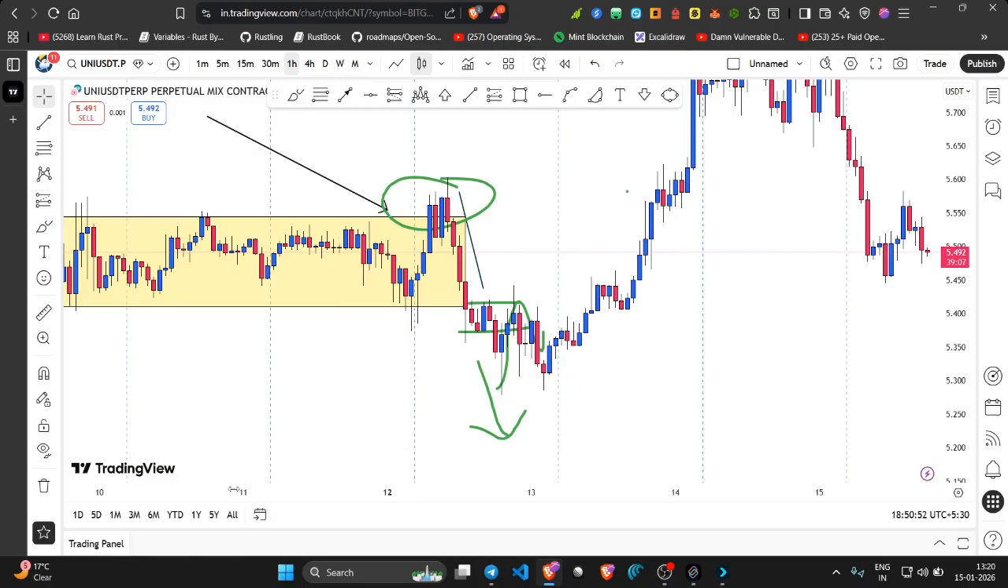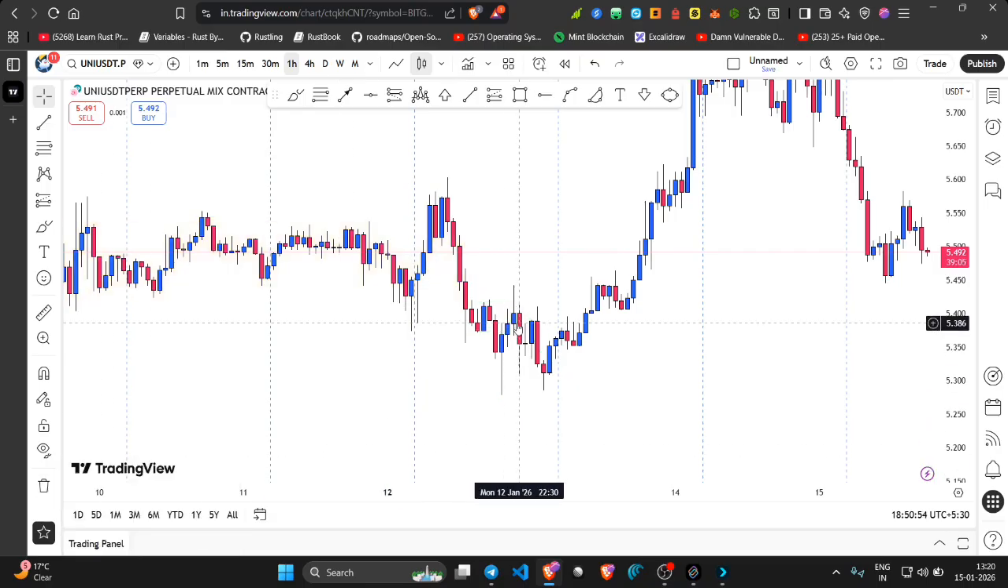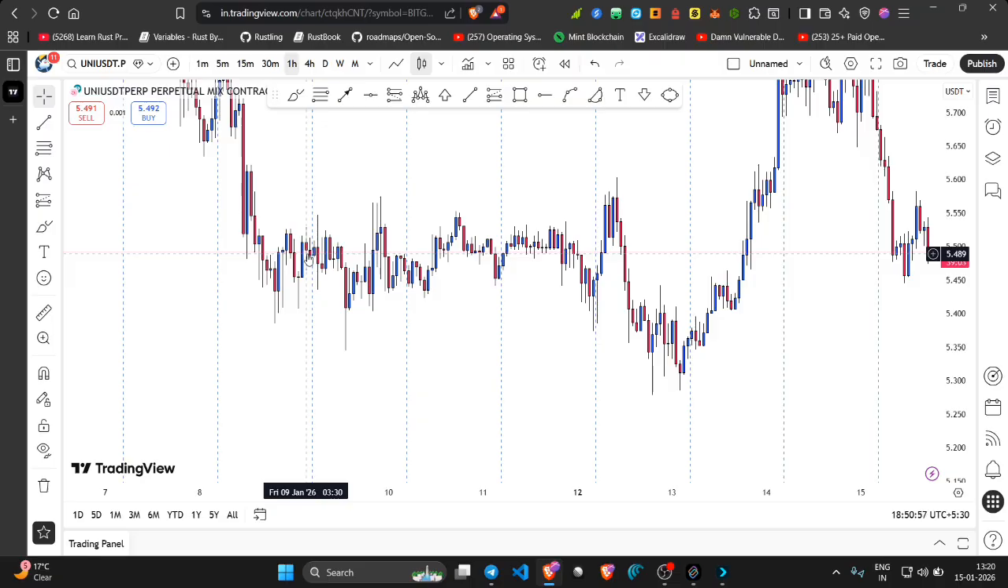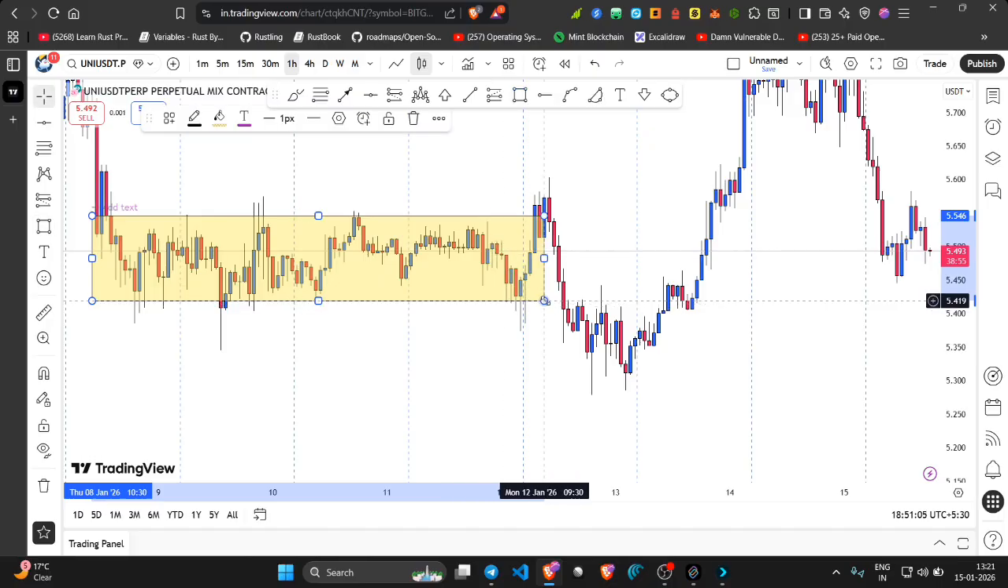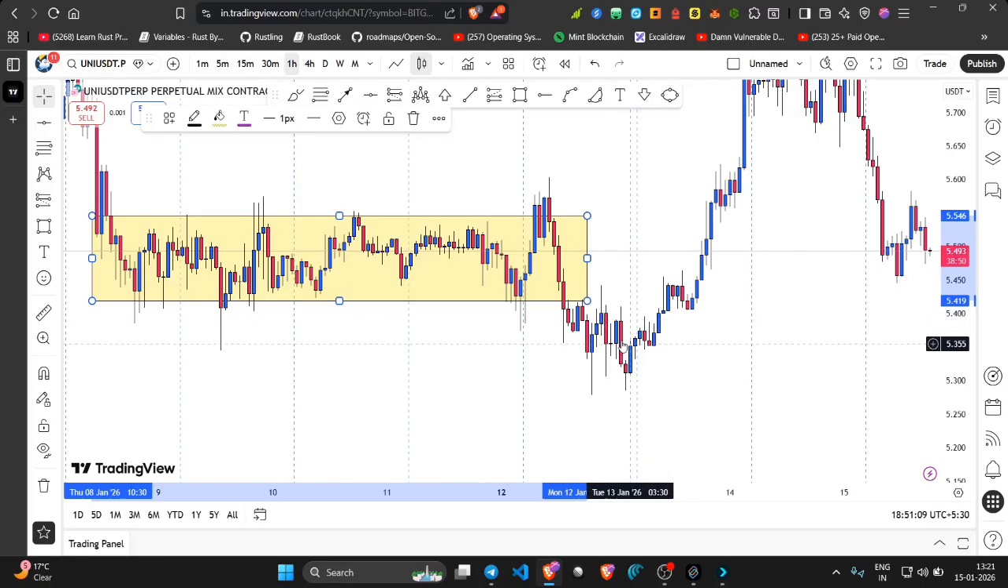There is literally no sign of selling after this breakdown. Wait, I will just draw the chart again. So this was the range, and after this breakdown, there is no sharp selling, no big red candles.